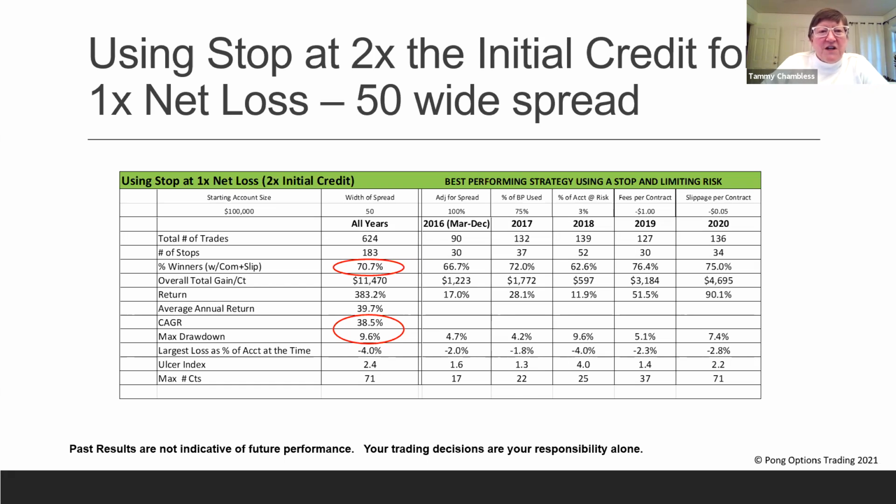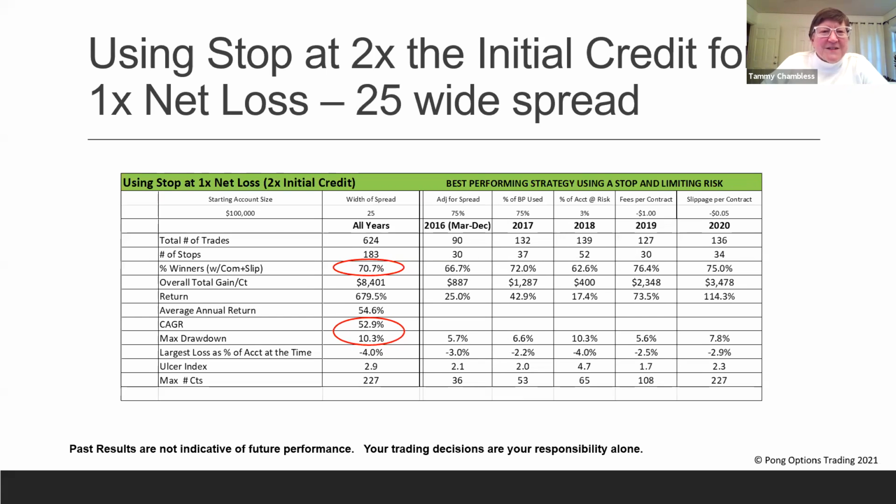So this is trading using a 50 wide spread. This next slide uses a 25 wide spread. And you can see that the percent winners is the same because we're not changing our short strike. We get stopped out the same amount.